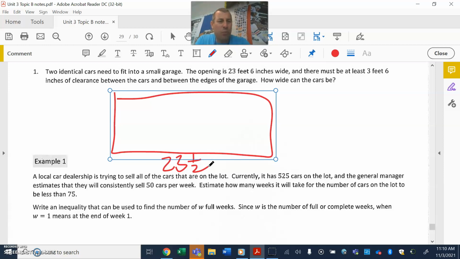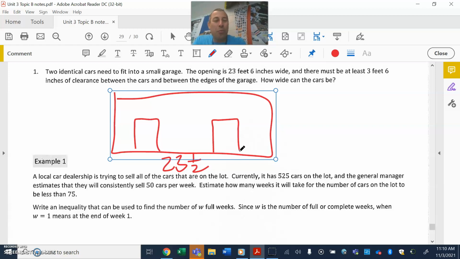And there must be at least 3 feet 6 inches of clearance between the cars and between the edges of the garage. Okay, so we're going to put a car in the garage. There's a car. There's a car. All right. Don't make fun of my drawings.